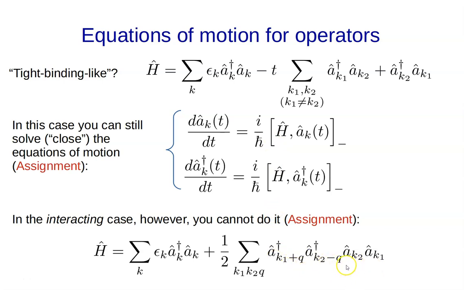So one way to truncate and rewrite the Hamiltonian in this form would be to do mean field theory. And we covered that in a previous class, so I'll try to remember to put the link here. But that would essentially transform this term into a one-body term. So in general, in the interacting case, you cannot close the equations of motion in the same way as you do for the single particle case.